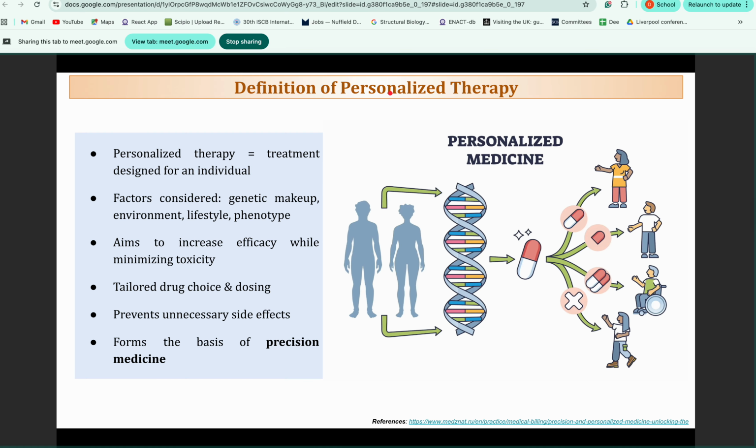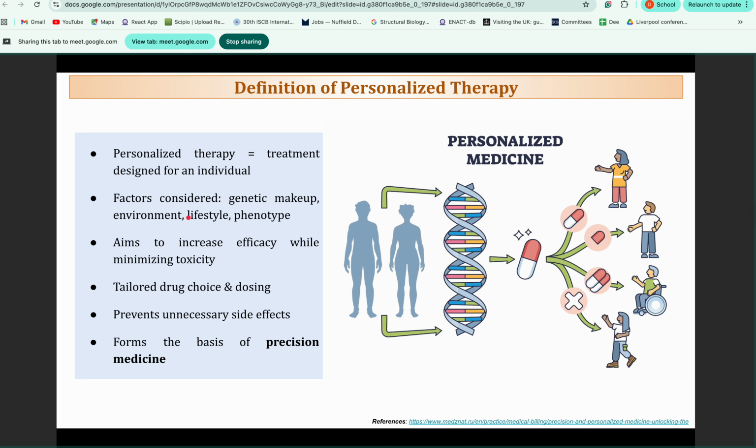In order to define what personalized therapy means, it means the treatment which is designed for an individual, and the factor considered while designing this therapy is genetic makeup. First of all we see what the genetic makeup of that human being is, what the genes are, and whether there are some mutations, or what the genetic characteristic of that individual is. So in this we look at the genotype of an individual.